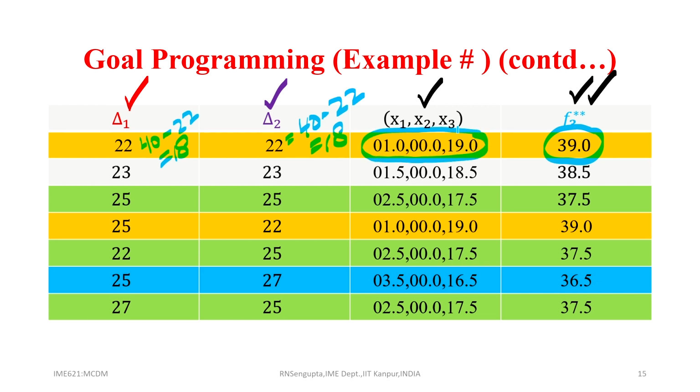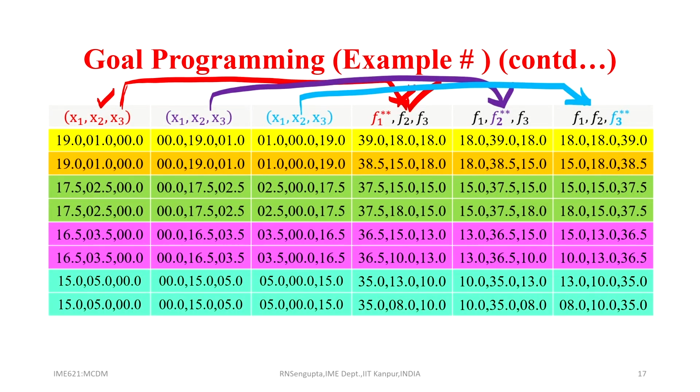So, actually the values for the decision variables are 1, 0, 19 and F1, F2 and F3 double stars are 18, 18, 39. So, this is here 1, 0, 19 and 18, 18, 39. Now, with the same logic I repeat. Before I repeat, an interesting point to be noted.